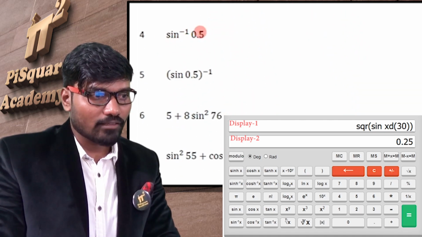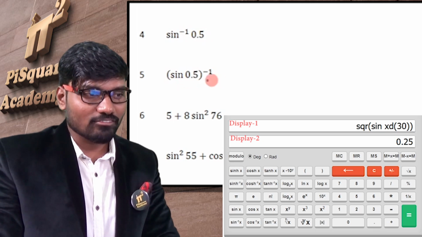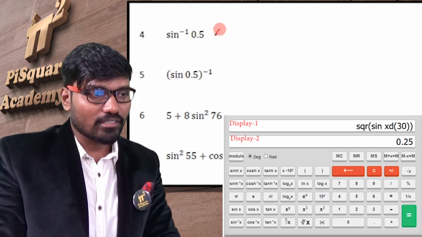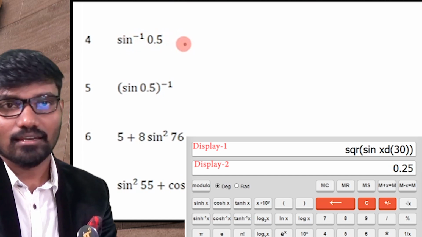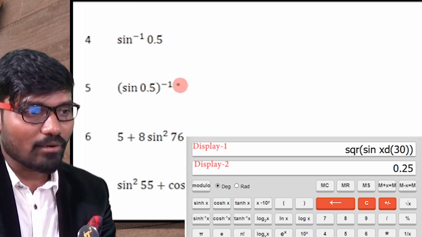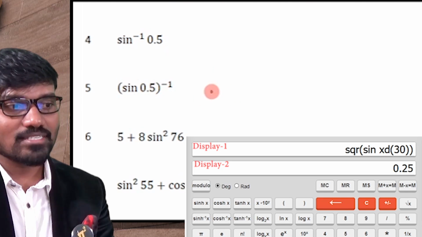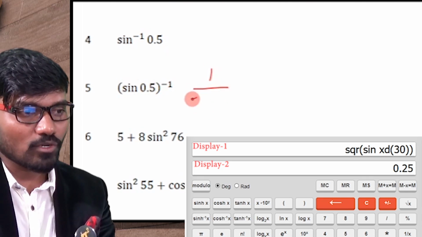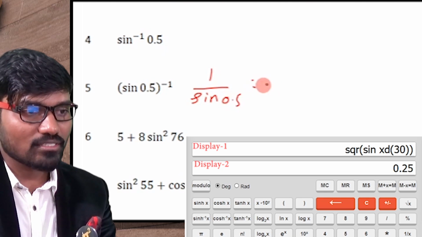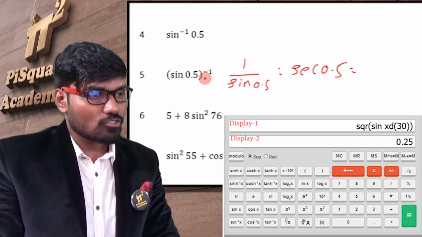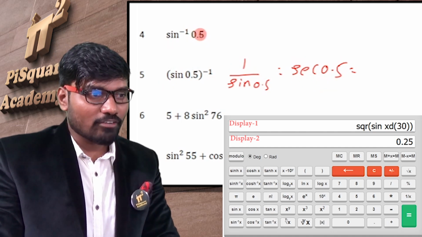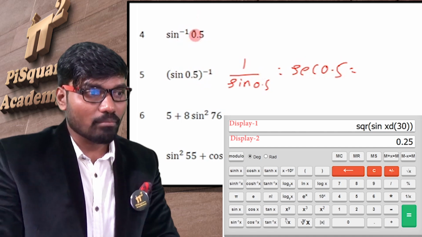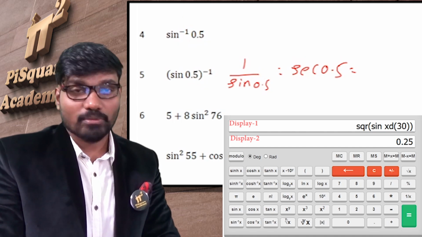Sine inverse 0.5 and sine 0.5 inverse. These two are different. These two are not the same. Why? Because sine inverse 0.5 means it will give the angle. It's an inverse operation. But here it is a reciprocal, 1 by sine 0.5, which means secant 0.5. So sine 0.5 inverse means secant 0.5. Sine inverse 0.5 is different, sine 0.5 inverse is different. You should be careful with this.